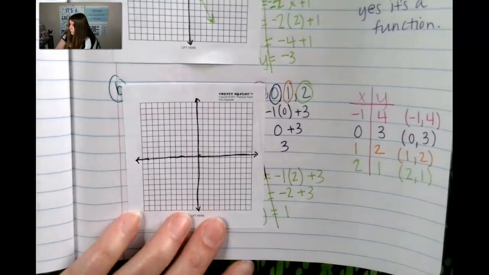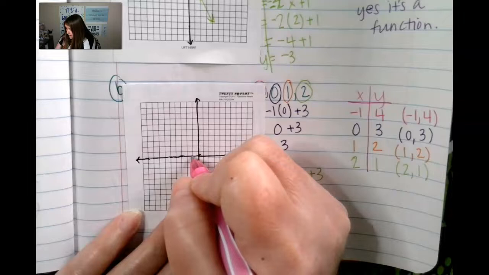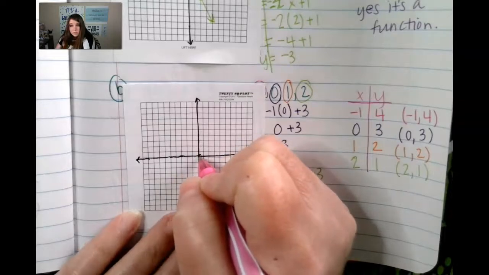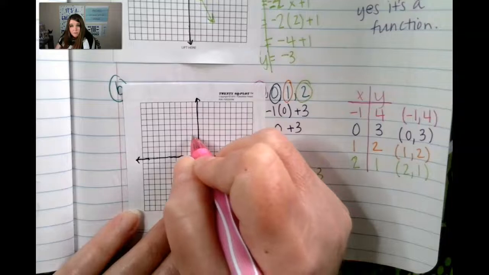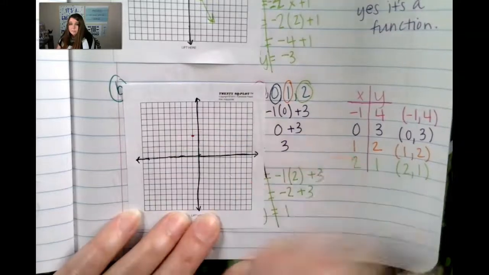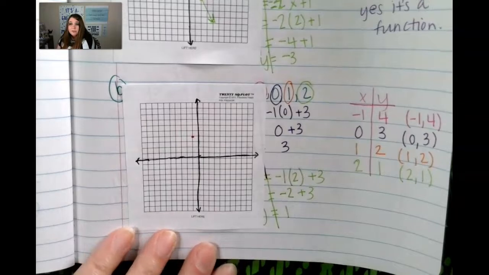Okay, my first point is negative 1, 4. So I'm going to go over to negative 1 and up 4. So start at 0, 0. Go over 1 and up 1, 2, 3, 4. Then put my dot. So otherwise, I'm not touching the graph until I put my dot.